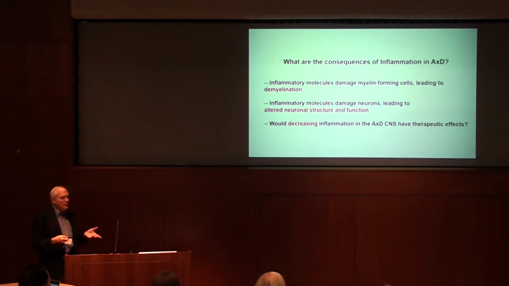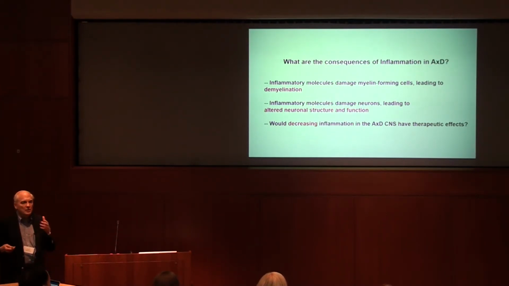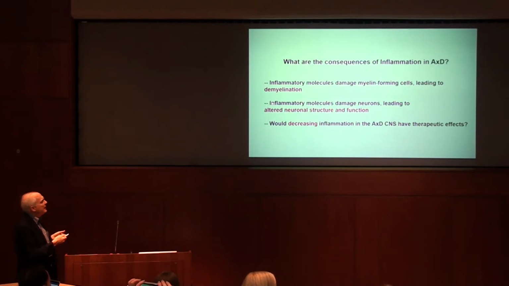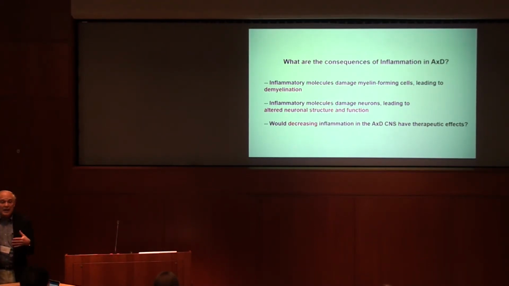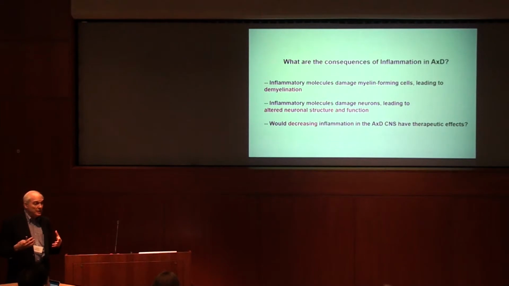So what are the consequences of inflammation in the Alexander brain? One is that we know that inflammatory molecules can damage myelin and myelin-forming cells, the oligodendrocytes, and that can lead to demyelination, or in the case of babies, an abnormal or an inhibition of the normal myelination that normally takes place during the first few years of a baby's life. And that doesn't happen in infantile Alexander patients.